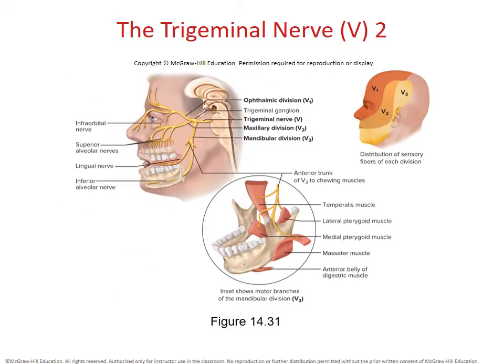All right, as we said, it has 3 divisions: an ophthalmic division, a maxillary division, and a mandibular division. In terms of their sensory function, you can see on this diagram here that the ophthalmic division pretty much serves the upper part of the head, so the crown of the head, the forehead, the nose, eye region. Again, sensation, touch, feeling in all these places.